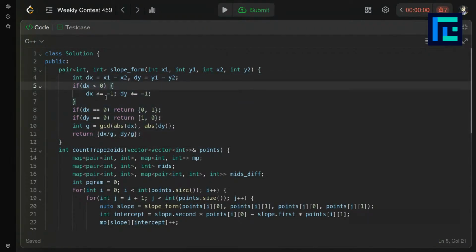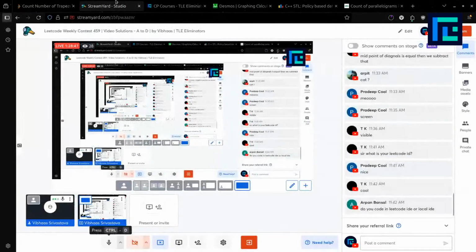While storing fractions as pairs, these are the steps you need to take. If x was less than 0, I multiplied both sides by -1. So dx will always be positive, while dy can be positive or negative, it doesn't matter. Now, if some value is 0, I can just return the two special cases for the slopes. Otherwise, I'll make it into a proper fraction form and return that pair.